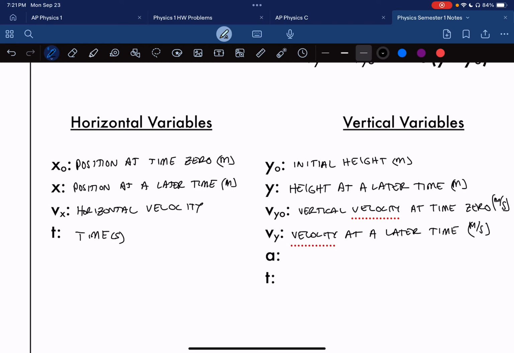This is the acceleration due to gravity. That's what it is. And of course, t is time in seconds.